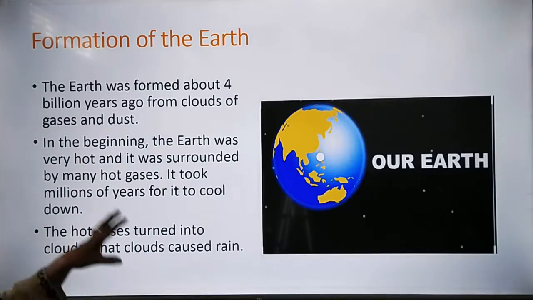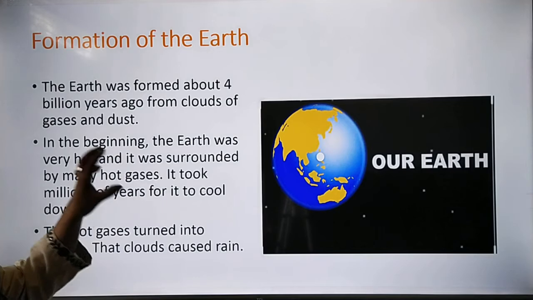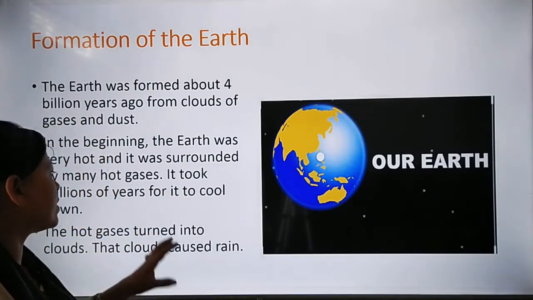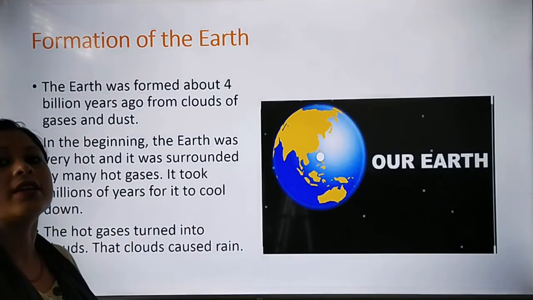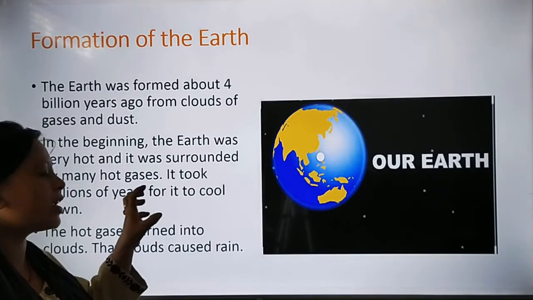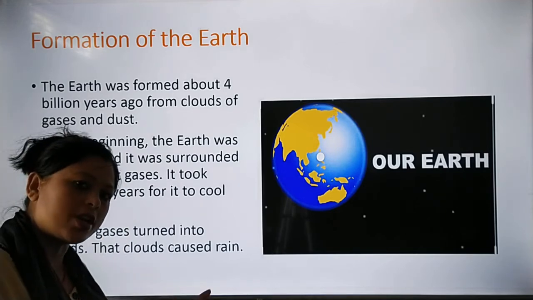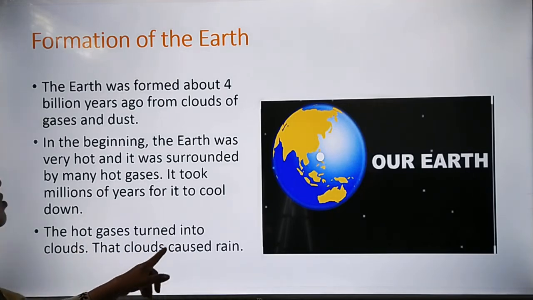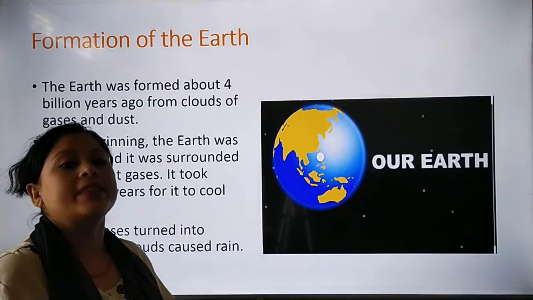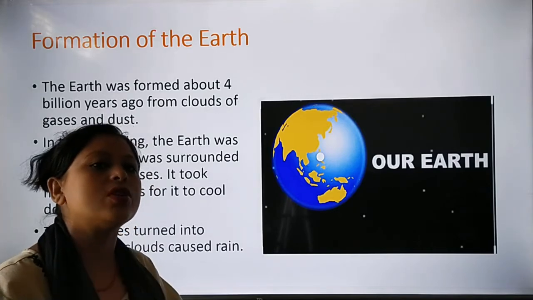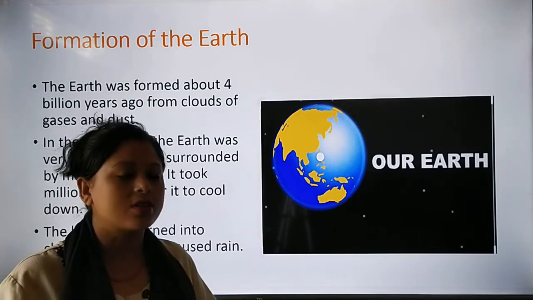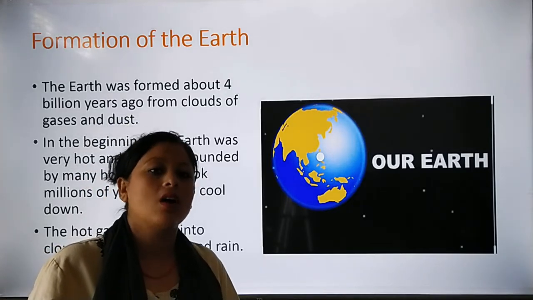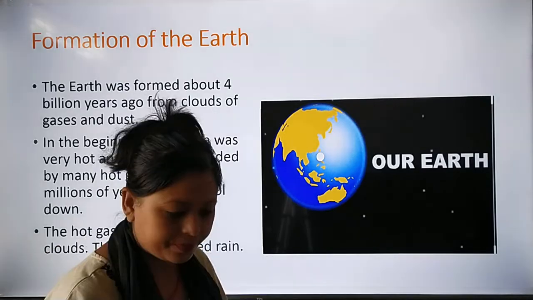So after millions of years, those hot gases turned into cool gases. The hot gases turned into clouds. That clouds caused rain. So the hot gases turned into cool gases. That is called clouds. That clouds caused rain. Understood?